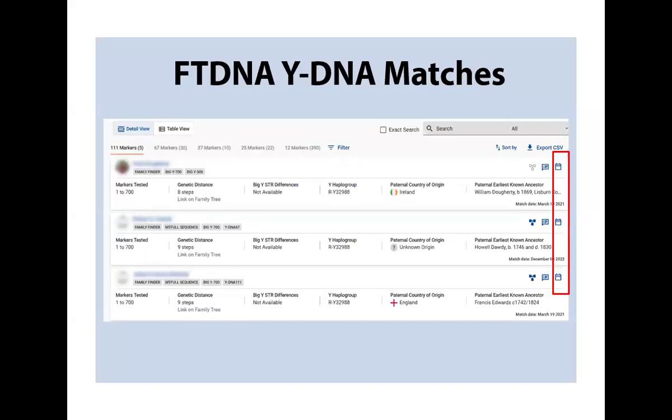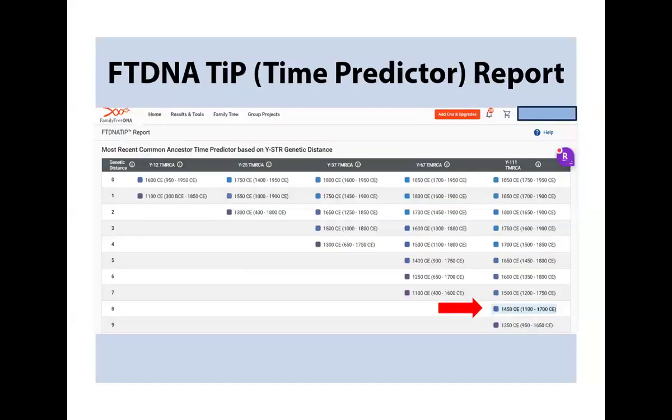On your Y-DNA matches, you also get this time predictor, which is at the very end. It looks like a little calendar. And with this calendar, it lets you see what the approximate time predictor is for the genetic distance. So for that match, if I notice that it is all the way out to, let's say, 8 steps genetic distance, my most recent common ancestor with that match, for my father, is actually all the way back to an average of 1450 Common Era, or anywhere between 1100 and 1700.